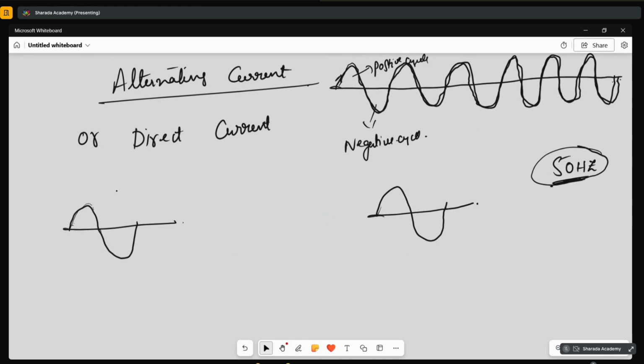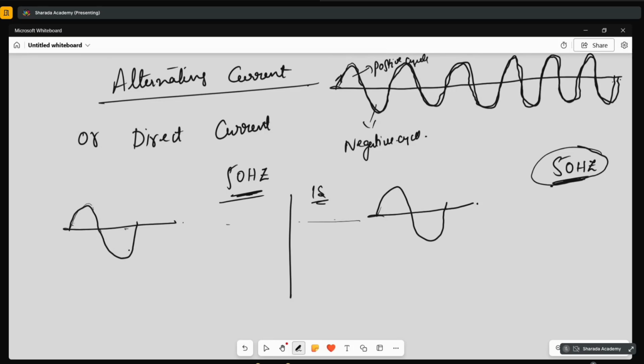Alternating current means it changes its direction. These questions will come. What is the frequency we use at home? It is 50 hertz. Whatever current we get from the power station to here has a frequency of 50 hertz. That is, for every second, 50 cycles will come. If you take one point, how many cycles pass through it in 1 second? 50 times. That's why we call it 50 hertz.